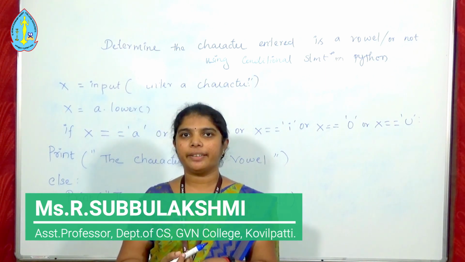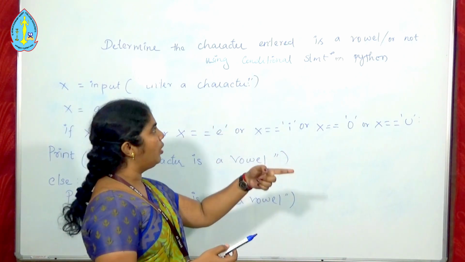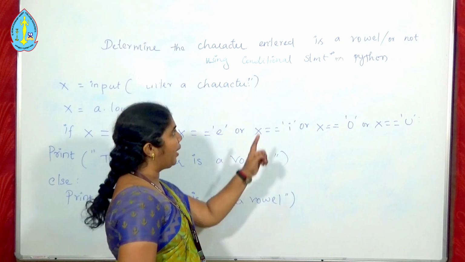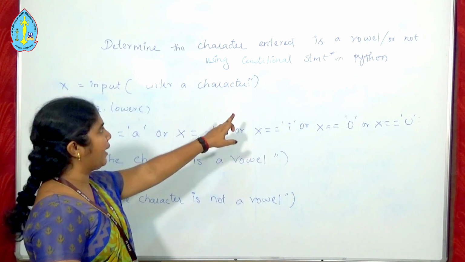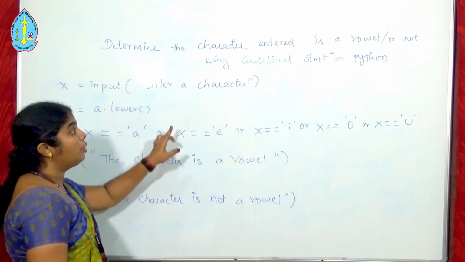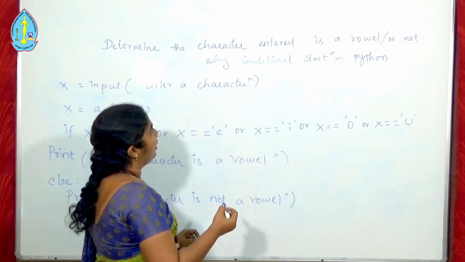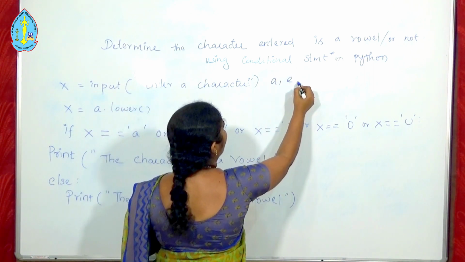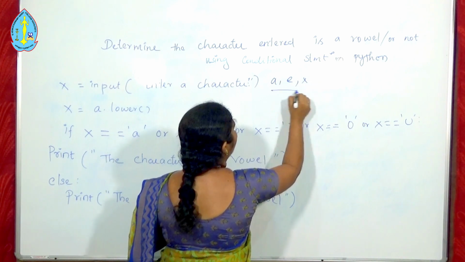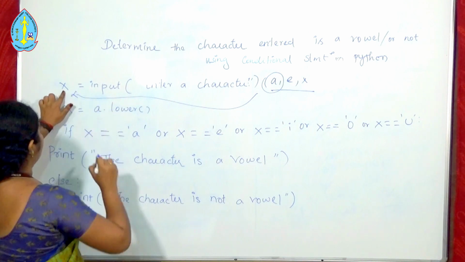Today I am going to take the class on the topic: determine whether the character entered is a vowel or not using a conditional statement in Python. Here, first of all, x equal to input, enter a character. This line prompts the user to enter a character, for example A or E or X. These characters are stored in the variable x.